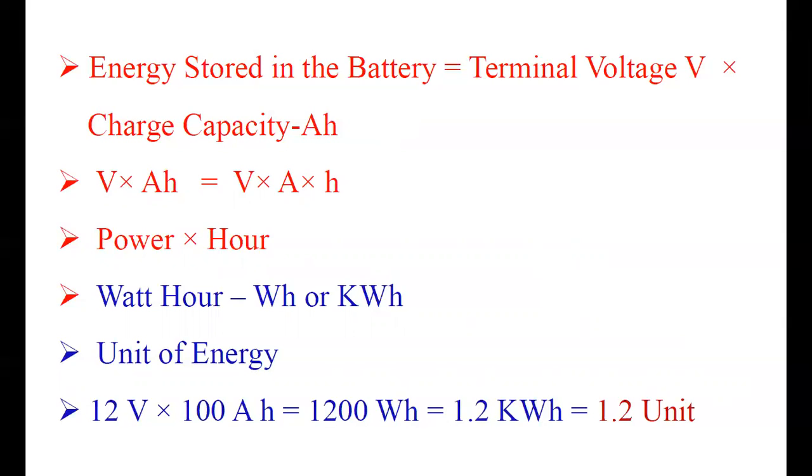Consider using a 12 volt battery with a charge capacity or ampere hour rating of 100 Ah. The energy stored in the battery will be 12 volt into 100 Ah, or 1200 watt hour, or 1.2 kWh. We can say that 1.2 units of energy can be stored in the battery. So the energy stored in the battery is the multiplication of the terminal voltage by the ampere hour capacity or charge capacity of the battery.